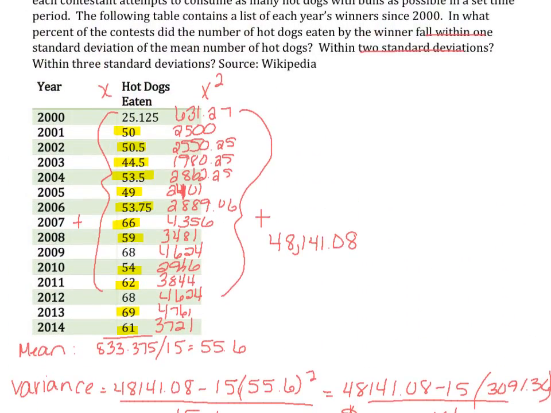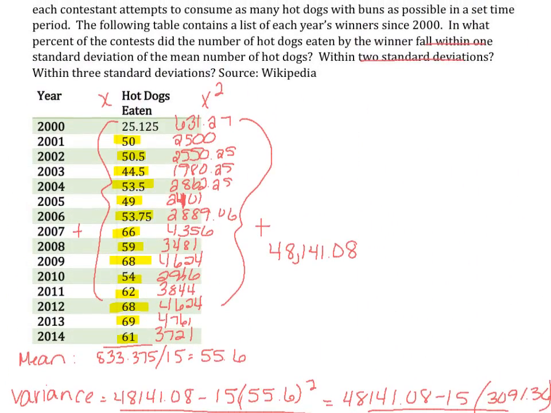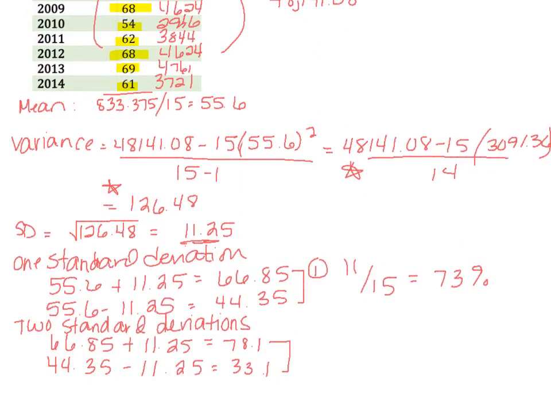So if I go back up to the top, we can now include the 68s. So now it looks like everything but one falls within that range. So 14 out of 15 fall within the range. So 14 divided by 15 is 0.933. So 93.3% of our numbers fall within two standard deviations.